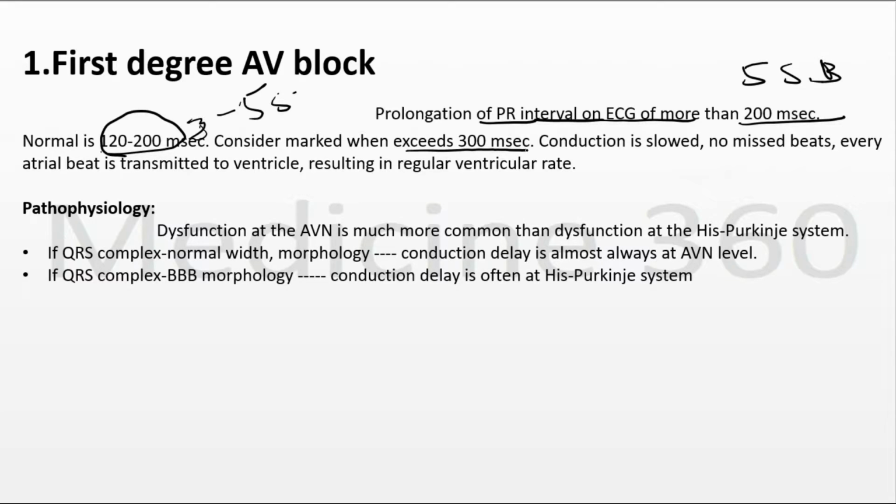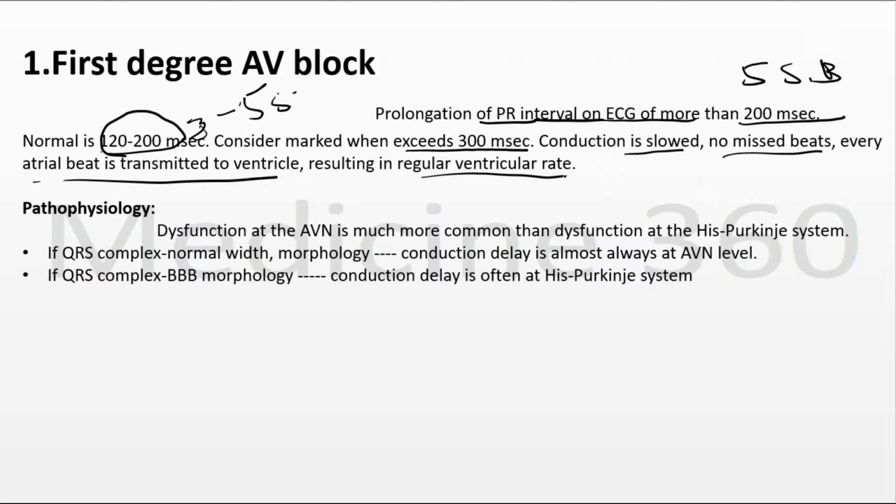In first degree AV block, conduction through the AV node is slowed. There are no missed beats. This means every atrial depolarization, or SA node depolarization, is transmitted to the ventricles without any missing beat, and therefore the ventricular rate is regular.